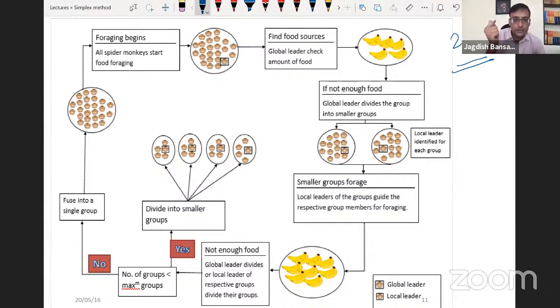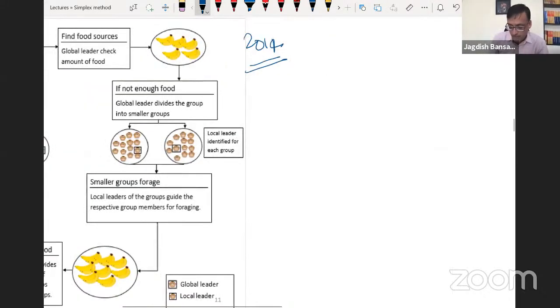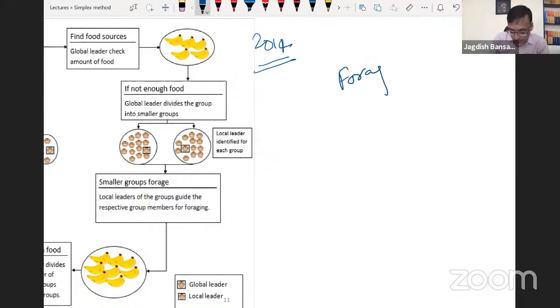So we four people introduced this algorithm in 2014 when I was at ABV-IIITM Gwalior. At that time, this algorithm was published. So how does this algorithm work? It is inspired by the foraging behavior of a very special kind of monkeys, spider monkeys.